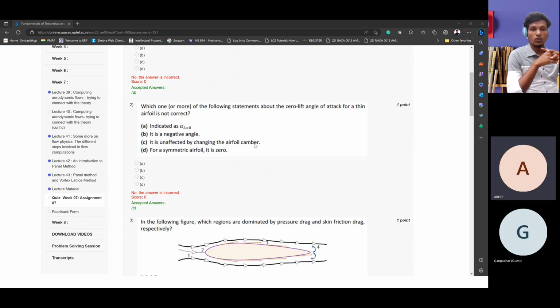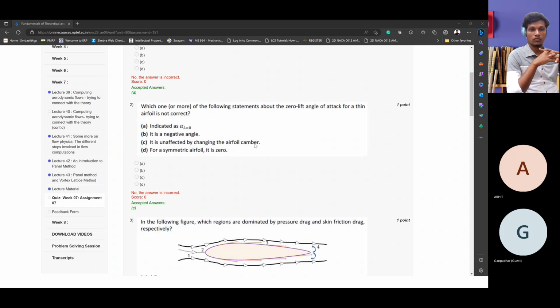Which one or more of the following statements about the zero lift angle of attack for a thin airfoil is not correct? Zero lift angle of attack should definitely be for a cambered airfoil, right? Yes, sir, it is a cambered airfoil. It is indicated as alpha L equals 0. They're asking for the one that is not correct.